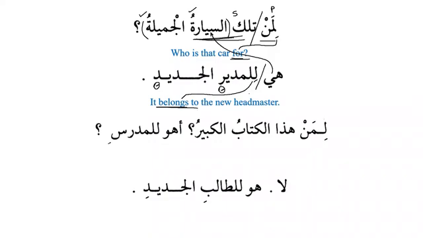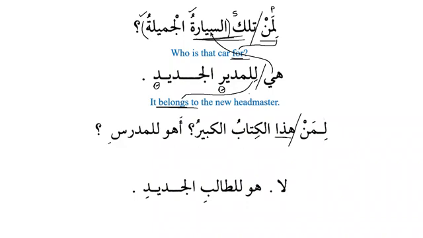So we can see al-mudir al-jadid is also mawsuf sifa. Then we have liman hadha al-kitabu al-kabiru. Again, a similar kind of expression that we have seen over here. Here we have used tilka, and here we are using hadha. Why are we using hadha over here? Because al-kitab is masculine. Why did we use tilka over here? Because as-sayyaratu is feminine. Liman hadha al-kitabu al-kabiru. Who does this big book belong to, or who is this big book for?